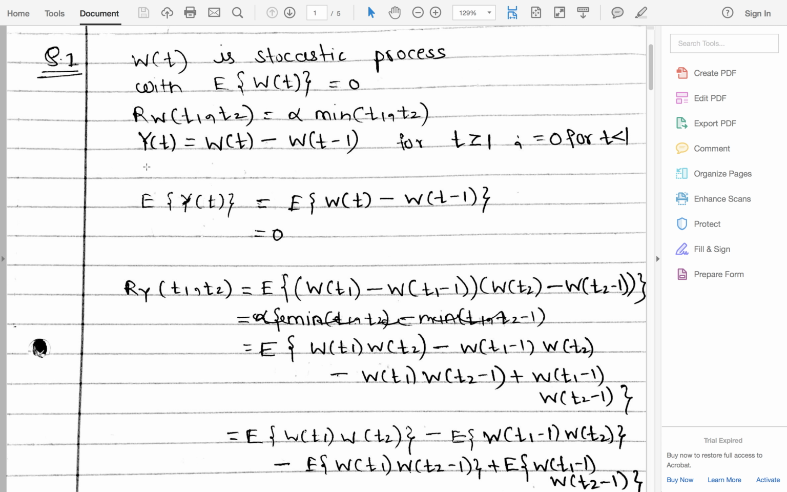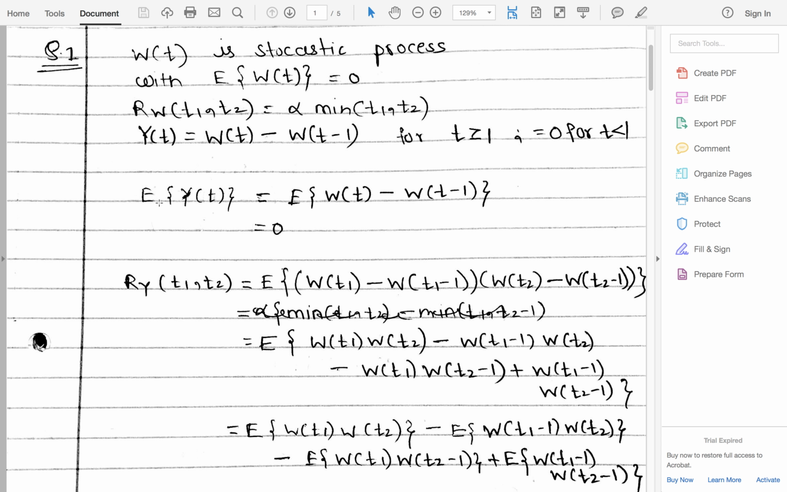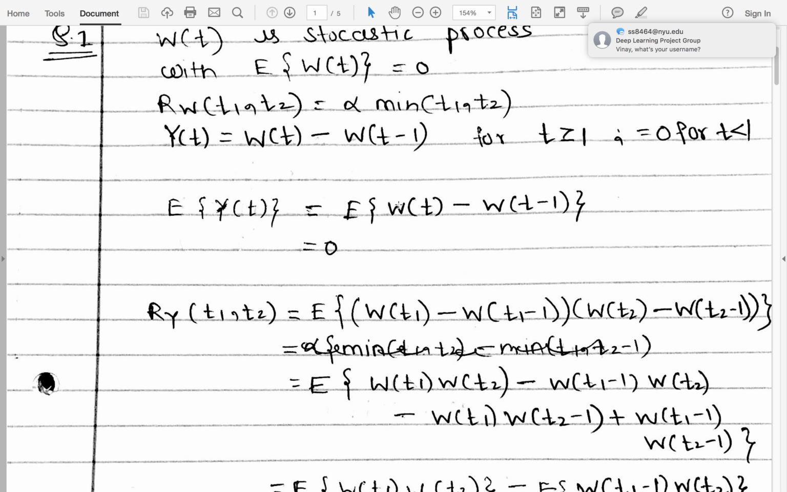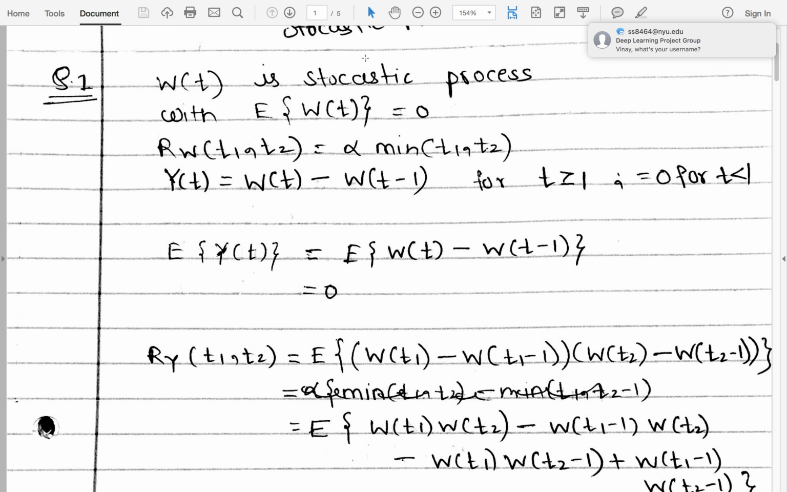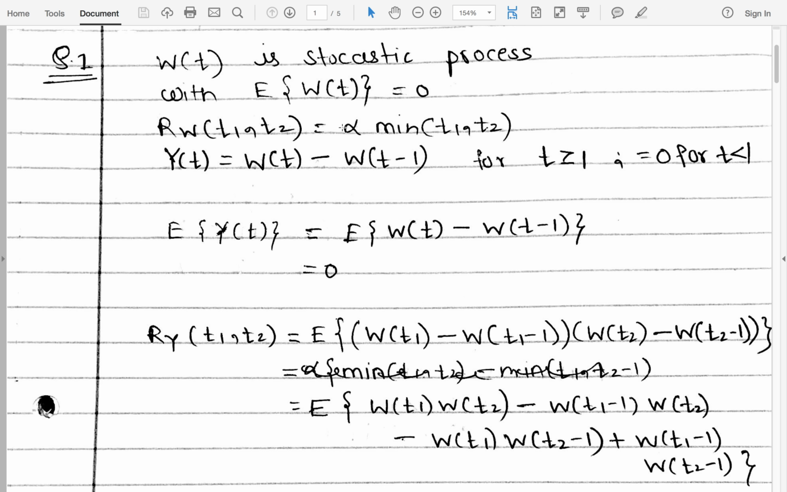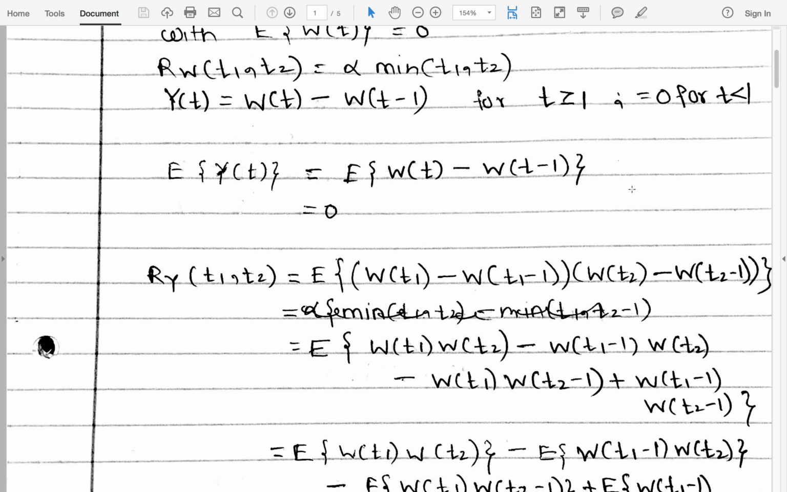From the definition of Yt, we can write the mean function for Yt as E[Wt minus Wt-1]. This we can expand as E[Wt] minus E[Wt-1], and both of them will be equal to 0 as per the given.